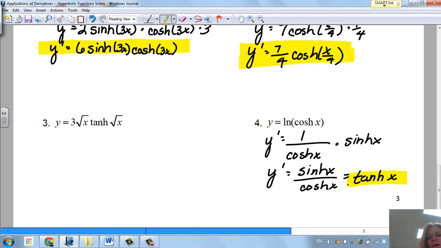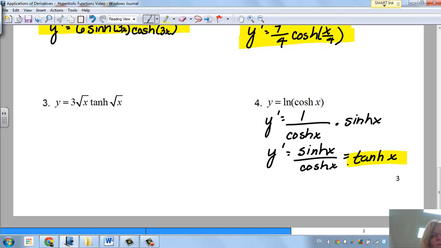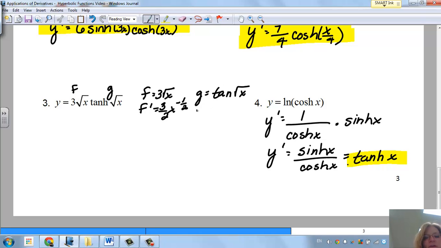Now let's do this one on the left. It's got some radicals and everything in it. So we've got this multiplied by this, so this is our f and our g's. So f is 3 radical x. F prime is going to be, because that's x to the half, 3 halves x to the negative 1/2. Okay? G is going to be hyperbolic tangent of radical x. G prime is going to be hyperbolic secant squared of that times, and then I have to do the derivative of radical x, which is 1/2 x to the negative 1/2.